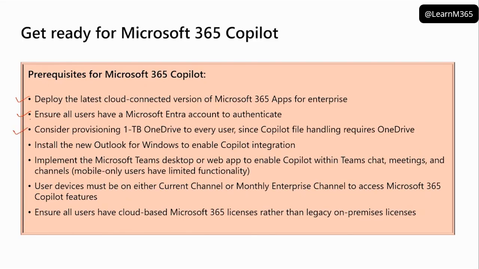The third prerequisite is to consider provisioning 1 TB of OneDrive to every user, since Copilot file handling requires OneDrive. Yes, because it is a cloud application, whenever you want to attach files in your prompt, that file should be on the cloud as well, on OneDrive. Okay, this is also one of the prerequisites.